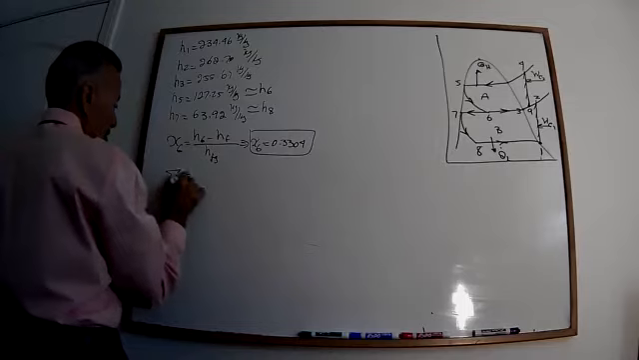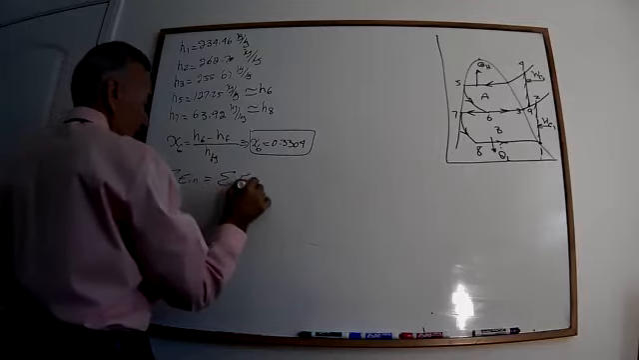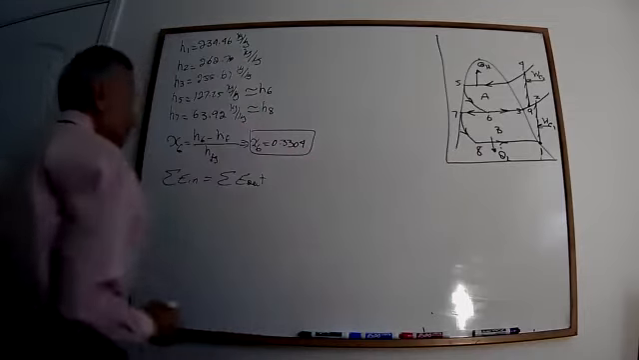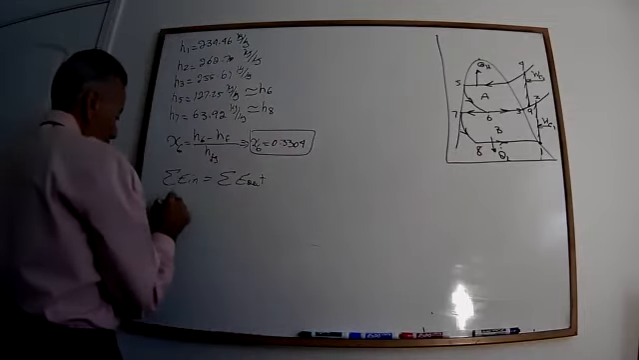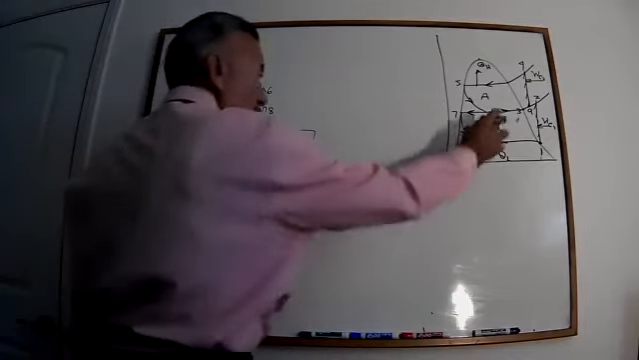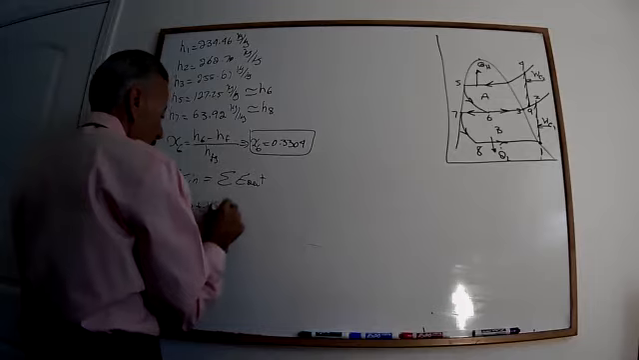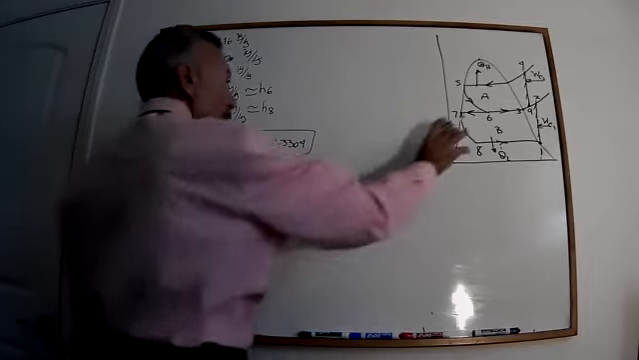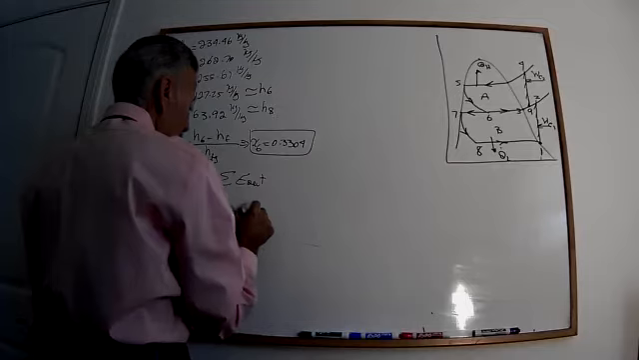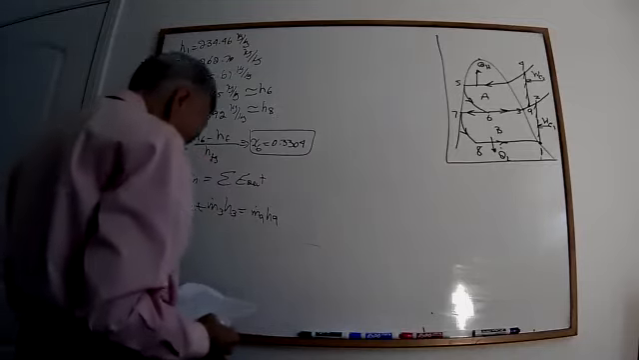Again, summation of all energy going in has to be equal to summation of all energy going out. Now, what goes into point 9? I have M2, H2 going to point 9 plus M3, H3 going to point 9. And at point 9, I have M9, H9 going out.